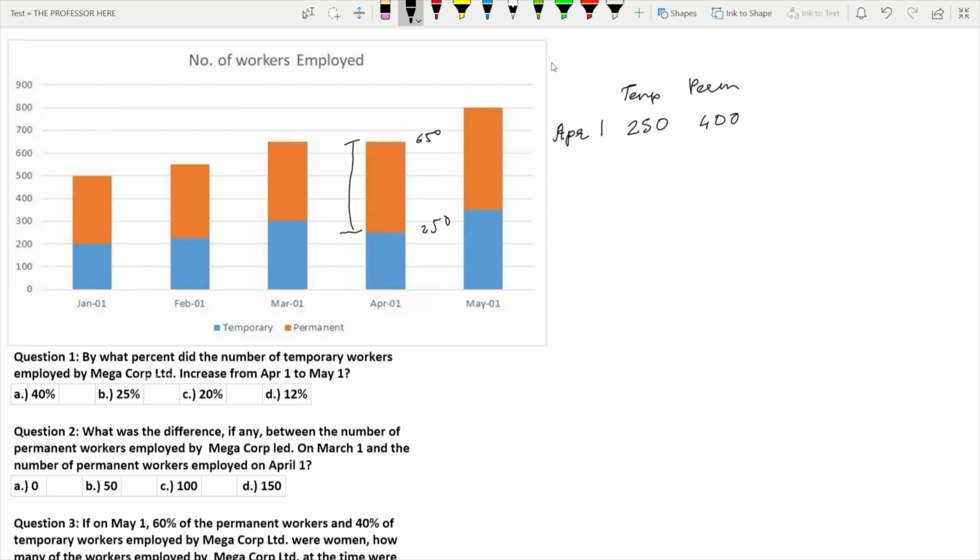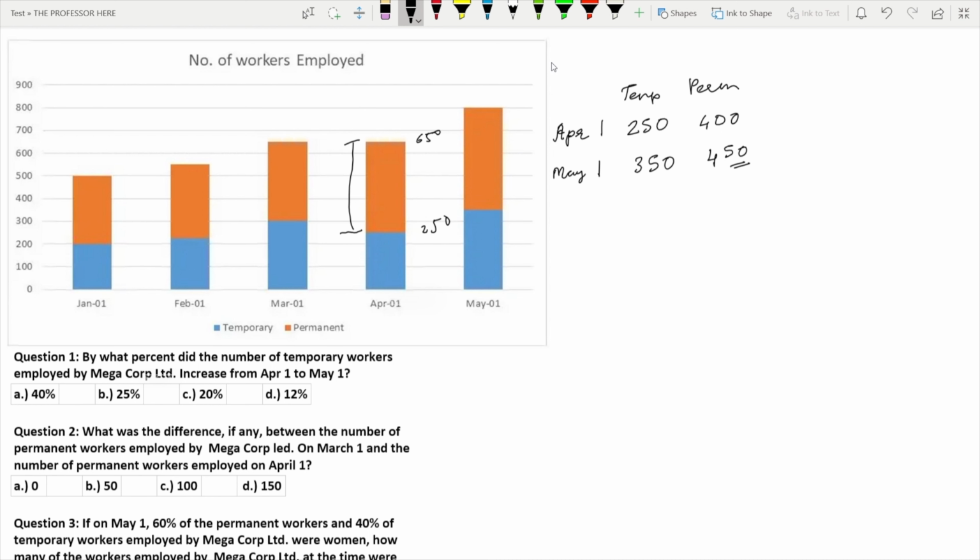We have already written down the values of April 1. So let's write down the values of May 1. The number of temporary employees is 350. And the number of permanent employees is 800 minus 350, which becomes 450. Actually, the given question does not ask anything about permanent workers, so you didn't have to calculate that.